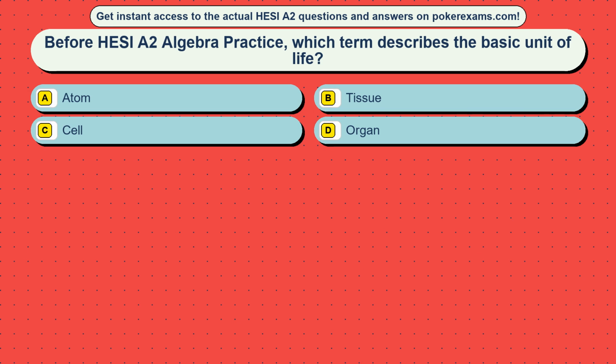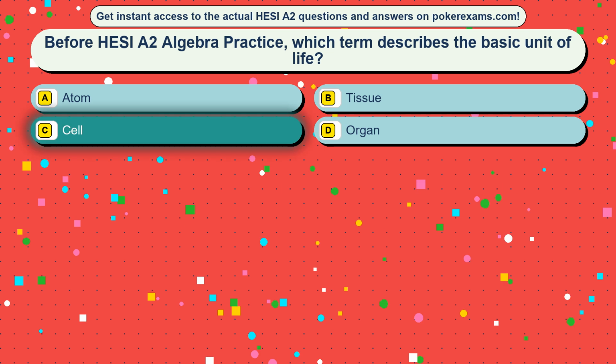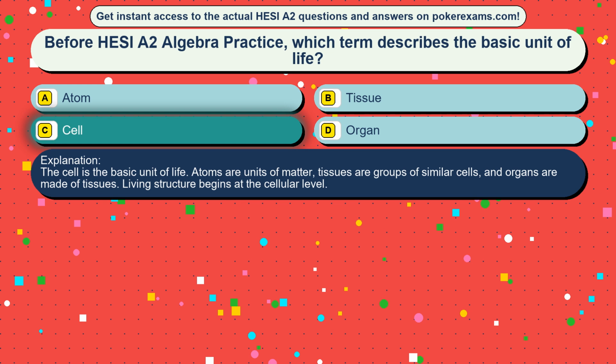Question 45. Before HESI A2 algebra practice, which term describes the basic unit of life? Option A, atom. Option B, tissue. Option C, cell. Option D, organ. The correct answer is option C, cell. The cell is the basic unit of life. Atoms are units of matter, tissues are groups of similar cells, and organs are made of tissues. Living structure begins at the cellular level.